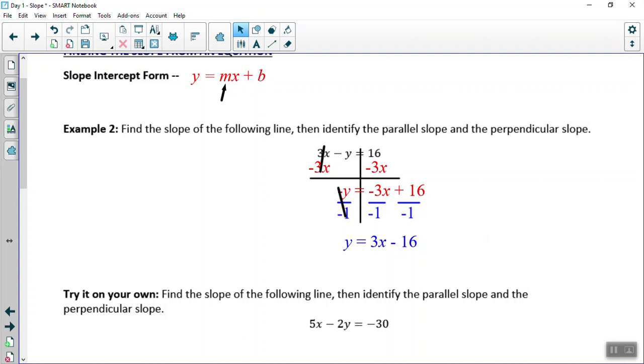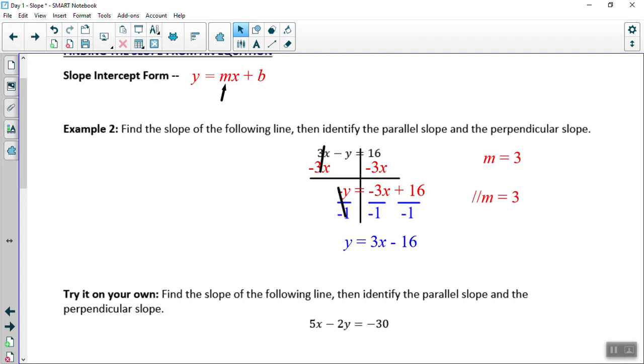All right, now that we have it in slope-intercept form, we can identify the slope. So the slope, remember, is the coefficient of x. In this case, 3. Not 3x, but just 3. So my slope, there it is, 3. The parallel slope is also 3. And then they want us to identify the parallel and perpendicular slope.